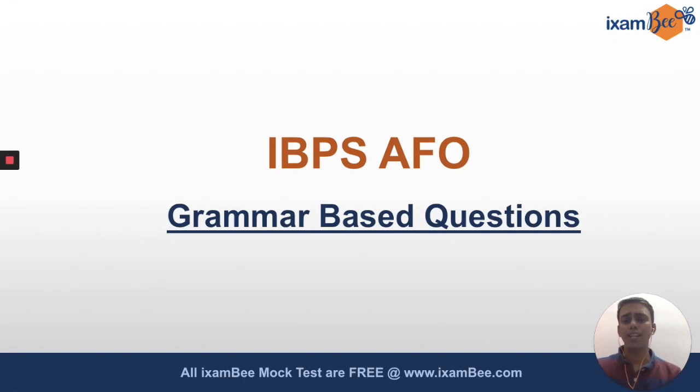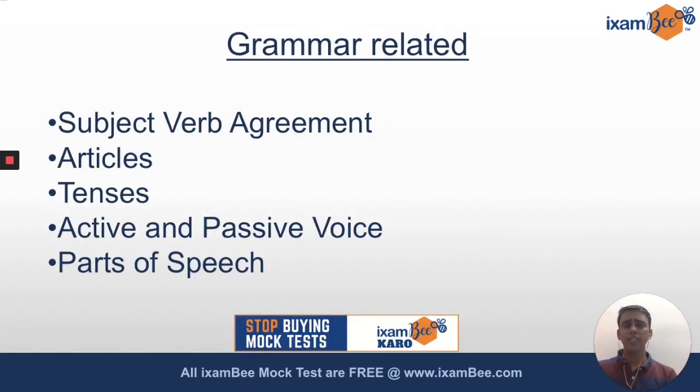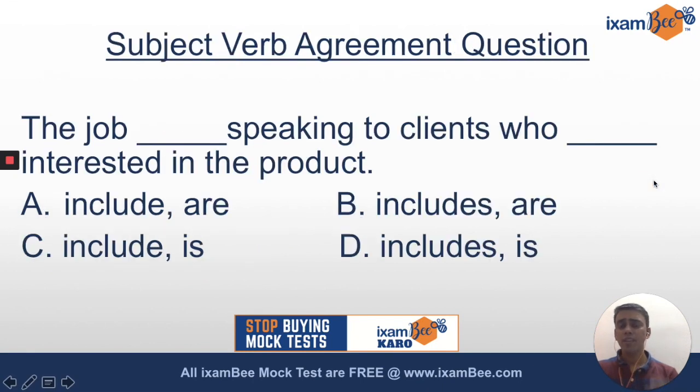In this particular lesson, we are going to be discussing certain grammar-based questions. Okay, so let's begin. Now, this is for IBPS AFO. These are the kind of grammar-related questions that you can expect. You can expect questions around subject-verb agreement, articles, tenses, active-passive voice, parts of speech, right? So, what we are going to do today is take one question of each of these types, solve them and then discuss them. Okay, so let's begin. The first one is around subject-verb agreement.